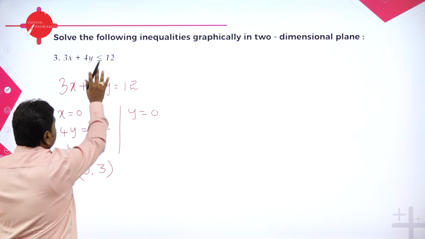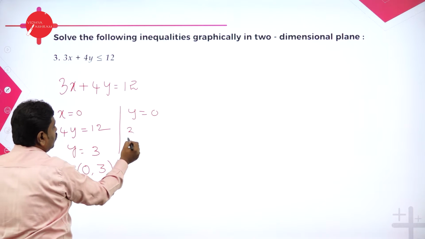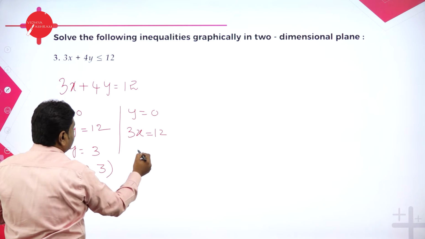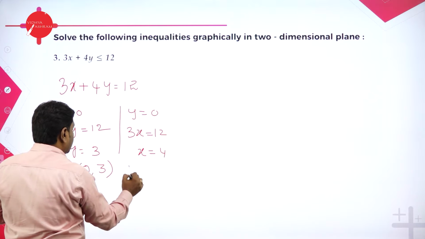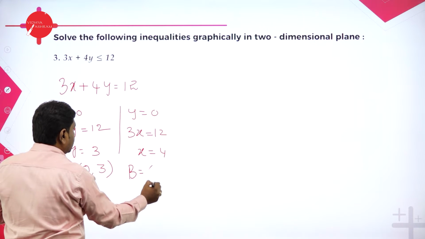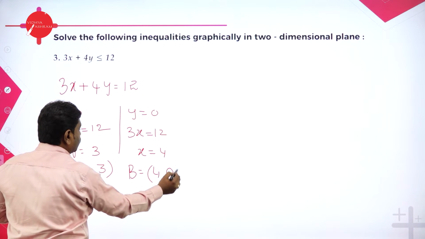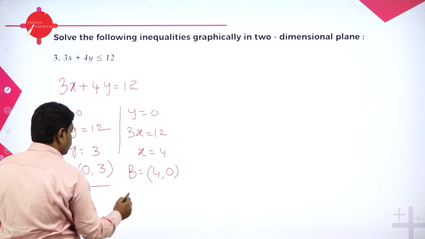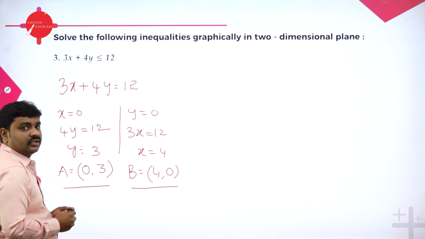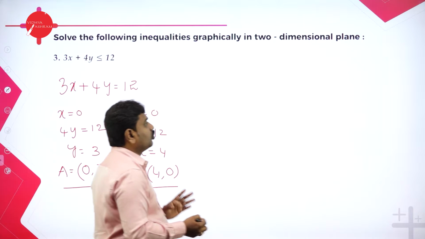Now I'll assume y is 0. When I put y as 0, this term becomes 0, 3x is equal to 12, and I get x is equal to 4. So I got point B. B is x comma y, where x is 4 and y is 0. So now you have 1 point on x axis and 1 point on y axis. We need a minimum of 2 points to draw a line.